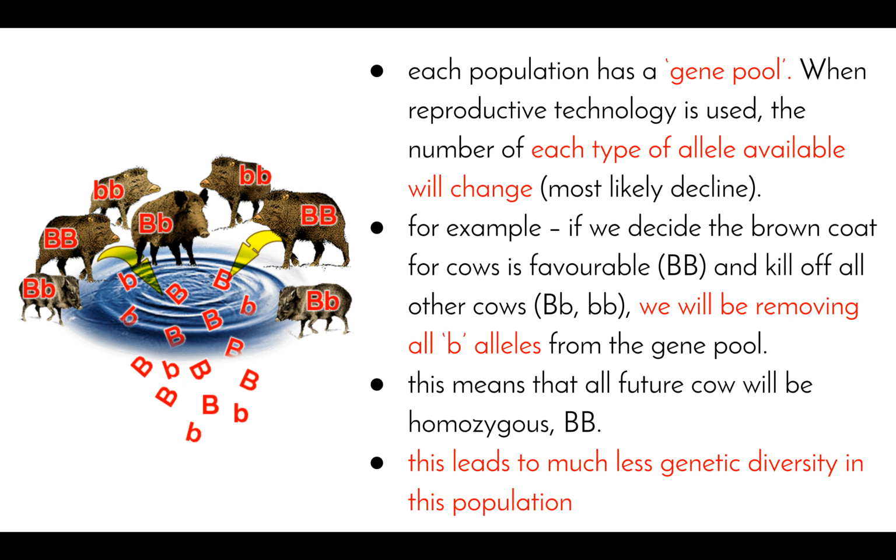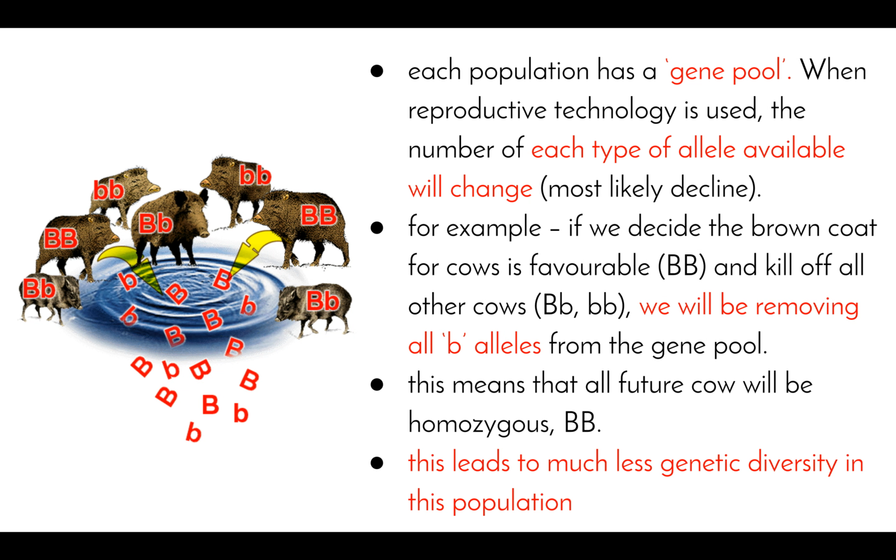So from this diagram, we can see that each population has a gene pool. When reproductive technology is introduced, whether it's cloning, transgenics, artificial selection, or artificial insemination or artificial pollination, the number of each type of allele available within that population will change, and it will most likely decline.